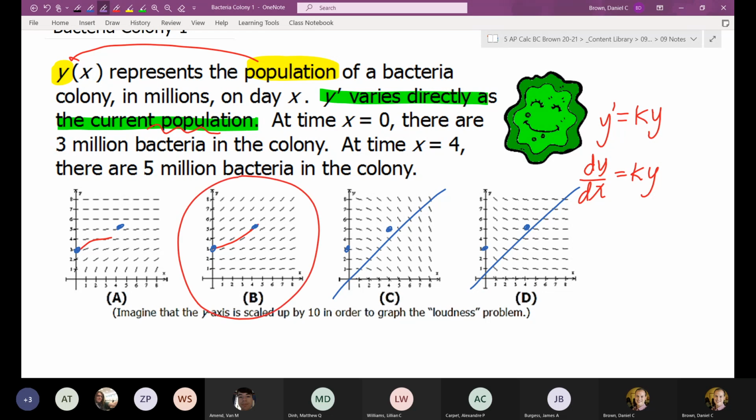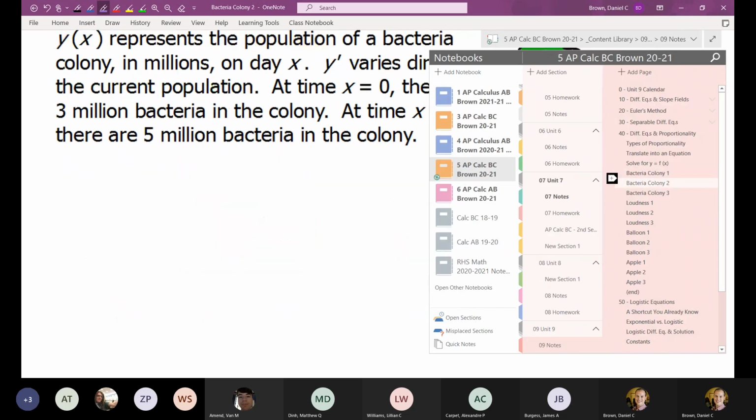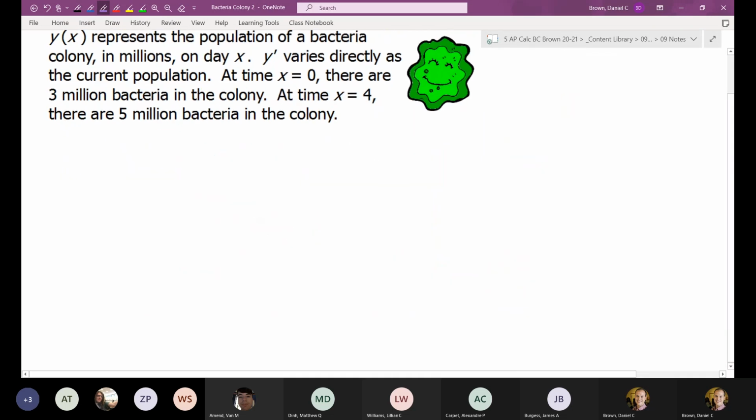But one thing I want to be able to do is, when we have a situation, be able to see which slope field matches what's being described. So let's go ahead and solve this problem. And so I'm going to go ahead and rewrite my differential equation. So I have dy dx is equal to k times y. Let's go ahead and solve it.